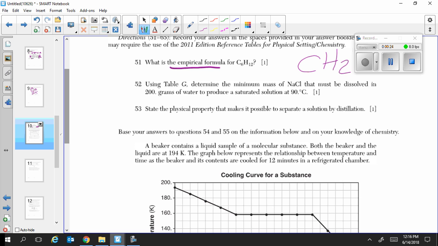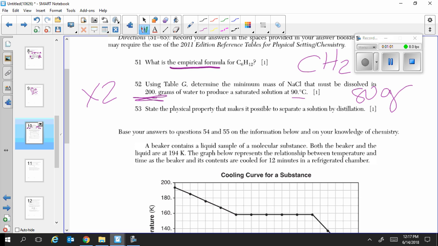All right, using Table G, determine the minimum mass of NaCl that must be dissolved in 200 grams of water. Ooh, I'm writing times 2 right there. I'm not going to let that trick me. I know Table G is per 100 grams of water, so I'm going to have to multiply whatever value I get by 2. All right, 90 degrees. So I'm going to grab the reference table, go to Table G, and look up NaCl at 90 degrees. It's exactly on the 40 line. So 40 times 2, I would need 80 grams.